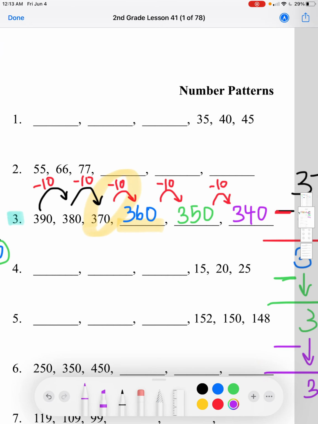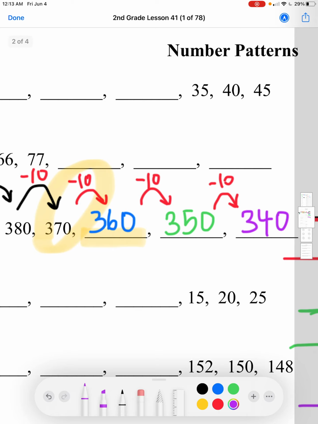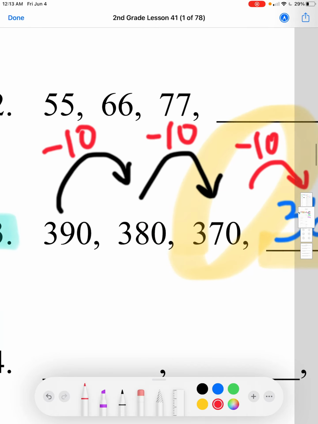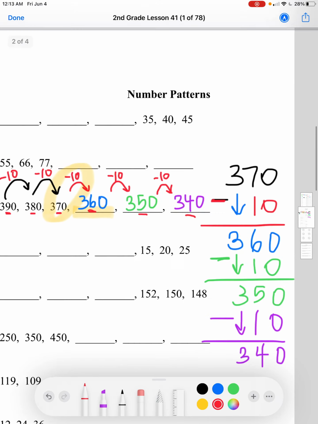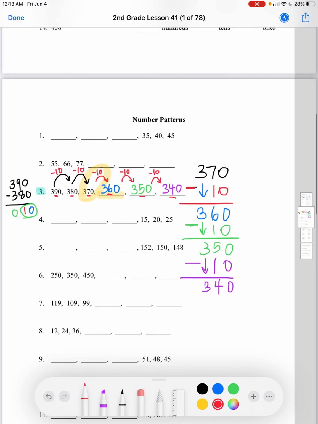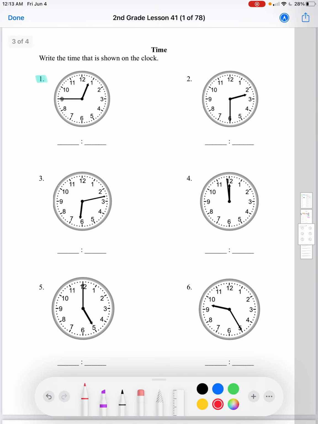We're moving down 10. 390 minus 10 equals 380. Minus 10 equals 370. Minus 10 is 360. Minus 10 is 350. Minus 10 equals 340. If you notice here, the only number that's changing is the tens place. 9, 8, 7, 6, 5, 4. Because we're subtracting 10 each time. And that's how you do these number patterns.